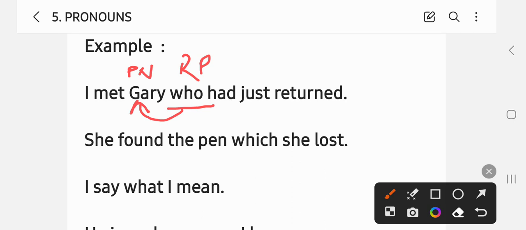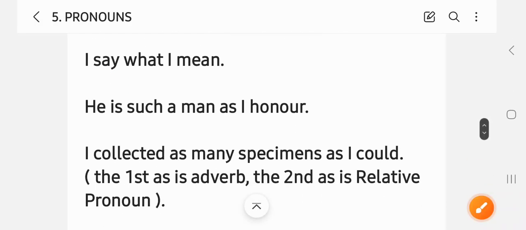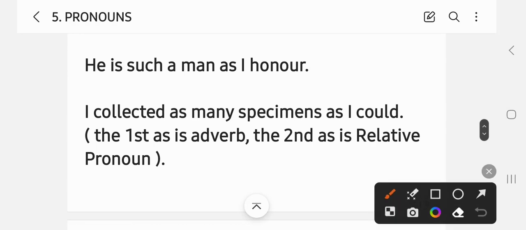She found the pen which she lost. Again here, which is a relative pronoun which is used for the object pen. I say what I mean. What is a relative pronoun which is used for the action of saying. He is such a man as I honor. Such and as, these both are relative pronouns.